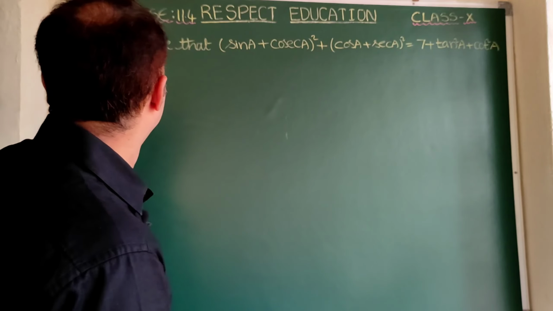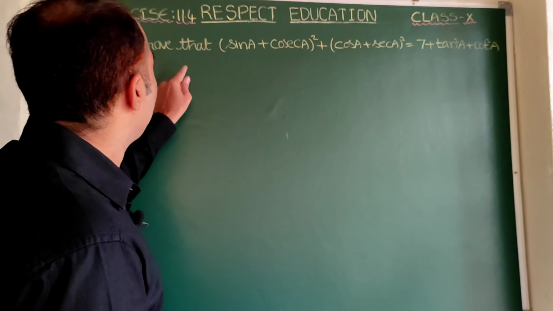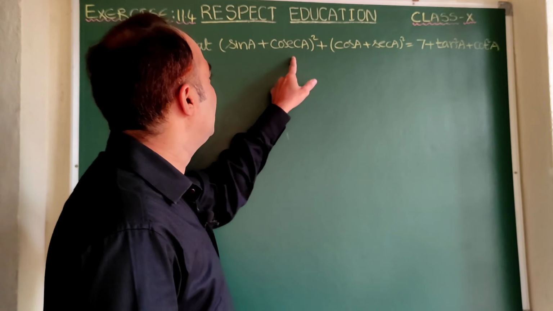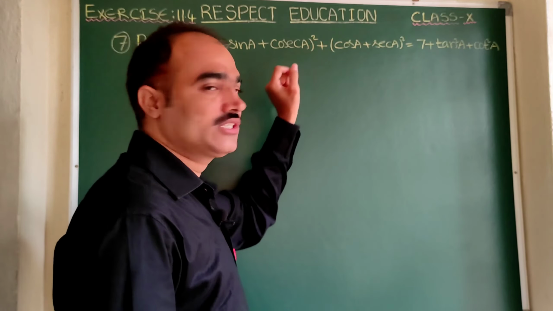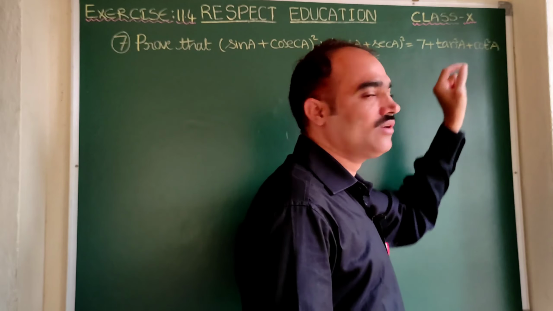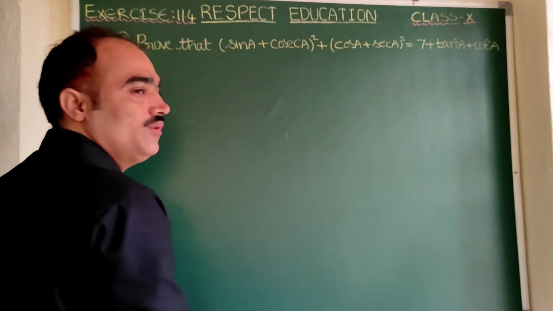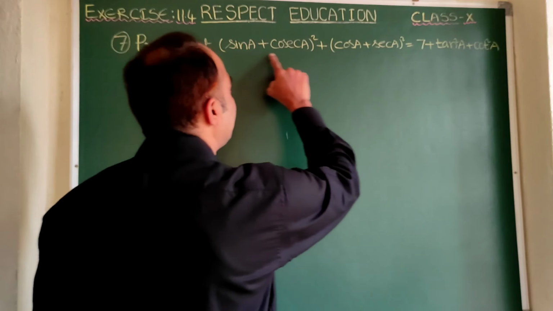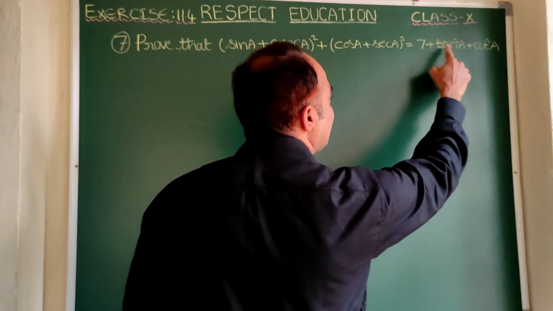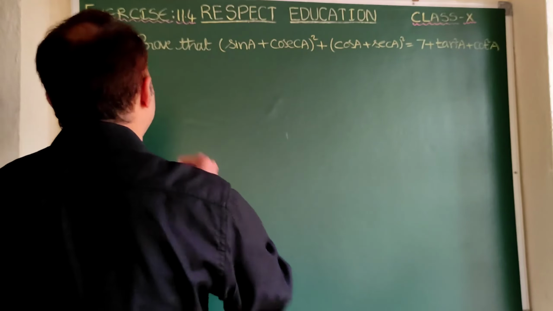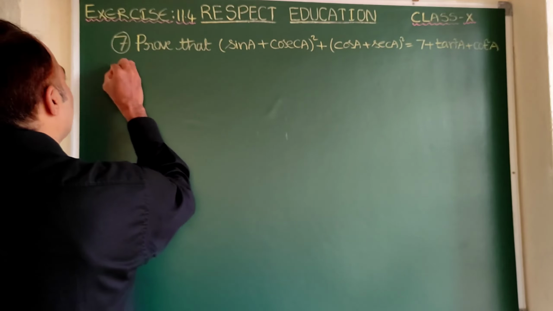Now we see question number 7. Prove that sin A plus cosecant A whole square plus cos A plus secant A whole square is equal to 7 plus tan square A plus cot square A. Here this is the question what we need to prove. So we have to take here LHS and we should get the RHS, if not vice versa. In some problems you should take RHS and we should get LHS. So here let us start solving the problem.